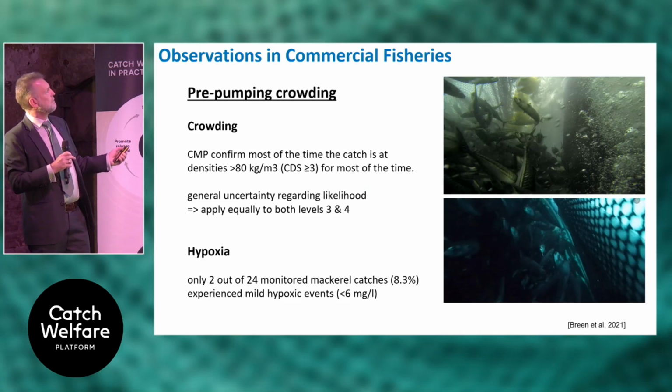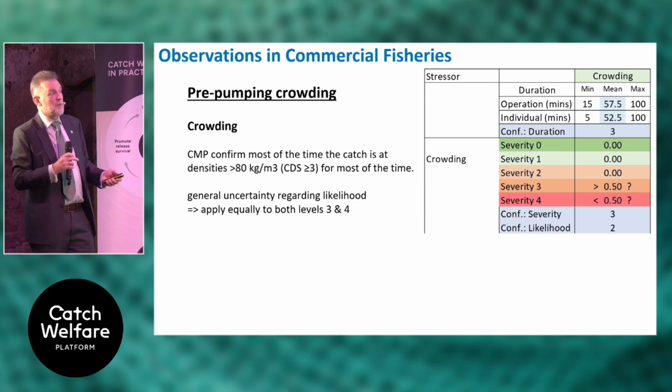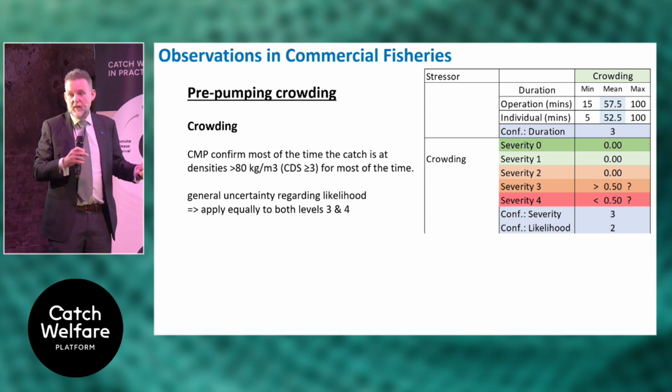Looking at the crowding, we know from that data that we've got greater than 80 kilograms per meter cubed, which scores at 304. And we can't tell from that data what the distribution of the likelihood is. So what I scored was, well, it's 304, and all I can do is split evenly between the two. I've got no other information.